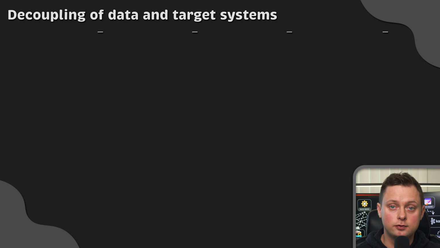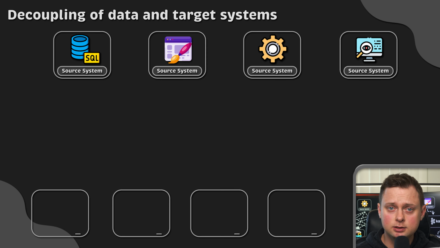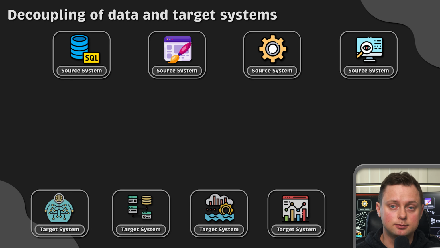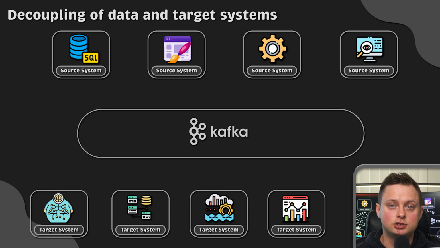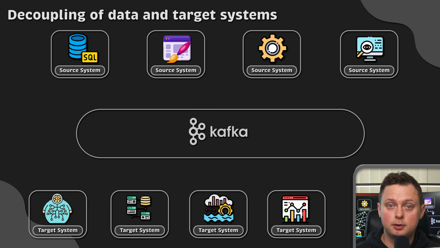So how do we solve this problem? We're going to use something called Apache Kafka. We'll still use our source and target systems, but we'll place Apache Kafka in between them to help manage the process.